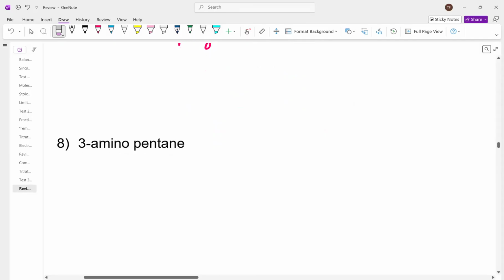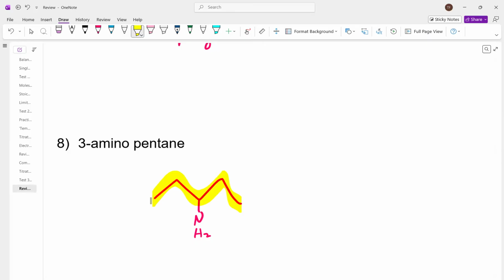Okay, 3-aminopentane. So there's no NN, so there's nothing coming off the nitrogen. So it's just going to be hydrogens. And it's a five carbon backbone.